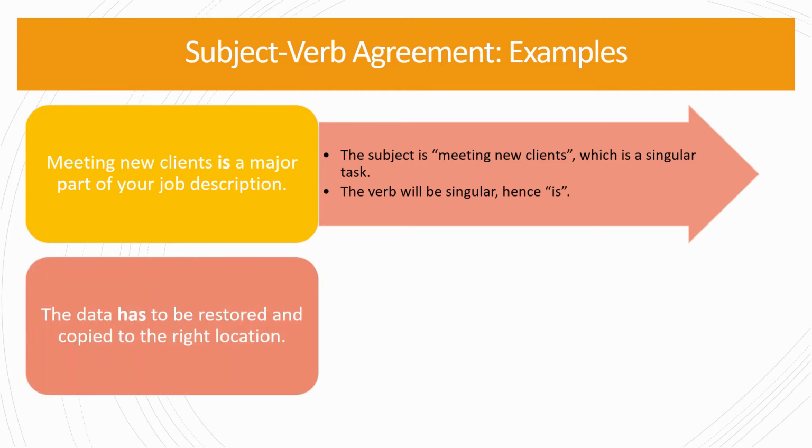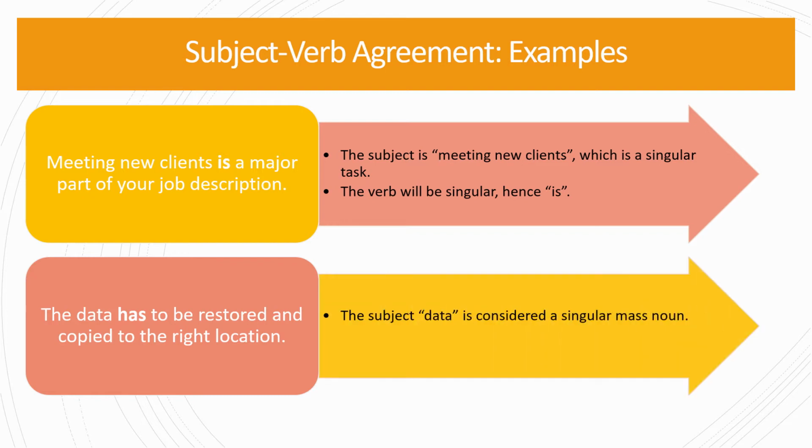The second sentence reads, the data has to be restored and copied to the right location. Here, the subject data is considered a singular mass noun. So, the accurate verb is has. Hope you have understood how to avoid subject-verb errors. Now, let's move on to the next topic.